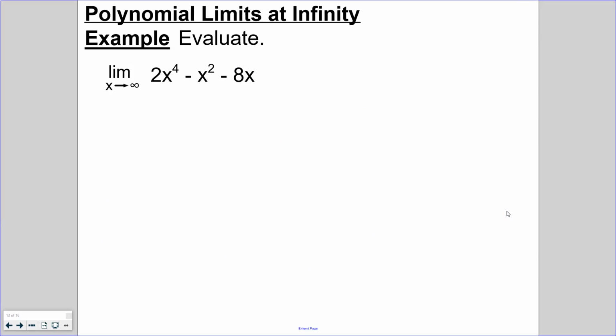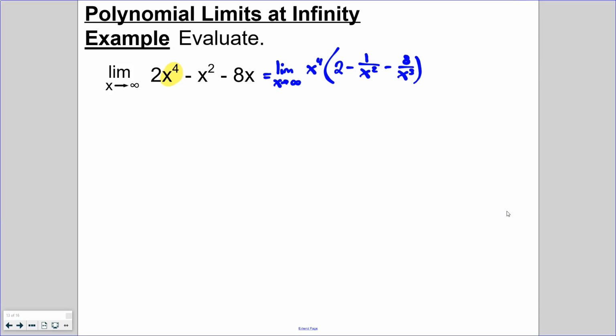So this is going to be a lot quicker because we don't have to do the explanation anymore. So we have the limit as x approaches infinity of 2x to the fourth minus x squared minus 8x. Like we said in the last problem, the trick is to take the term with the highest degree and factor it out. So that means we're going to factor out an x to the fourth. That's going to give us the limit as x approaches infinity of x to the fourth times 2 minus 1 over x squared minus 8 over x cubed.